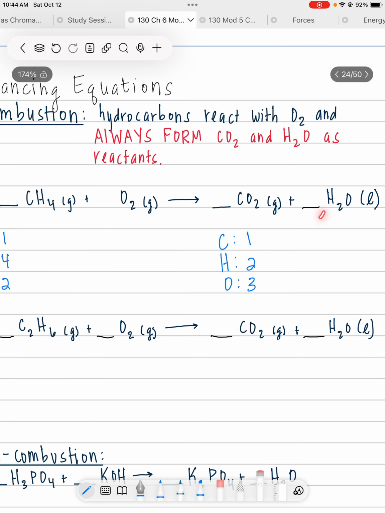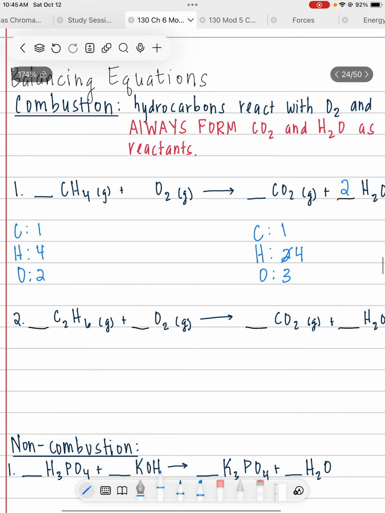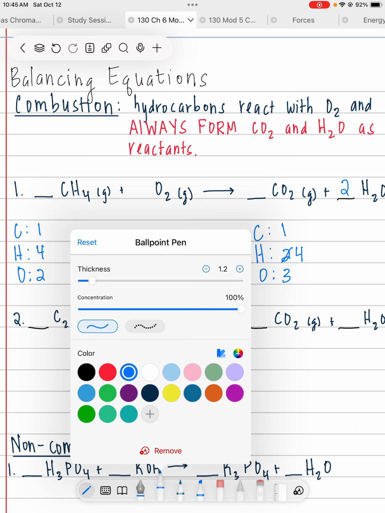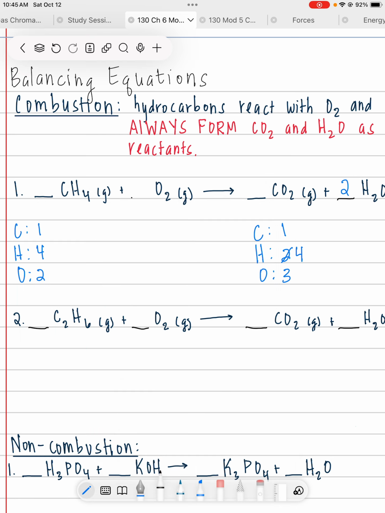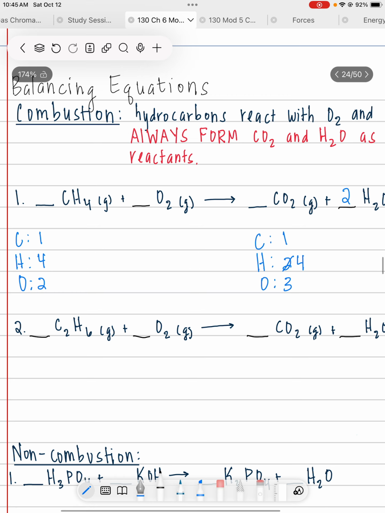So what can we put here as a coefficient that would change our hydrogens from 2 to 4? Remember that whatever we put here, we need to multiply by the subscript, okay? Not add, but multiply. So what times 2 will equal 4? So now we have 4 hydrogens. All right, let's look at oxygens. Well, on this side we have 2, and on the other side we have 3. So what can we do to get 3?